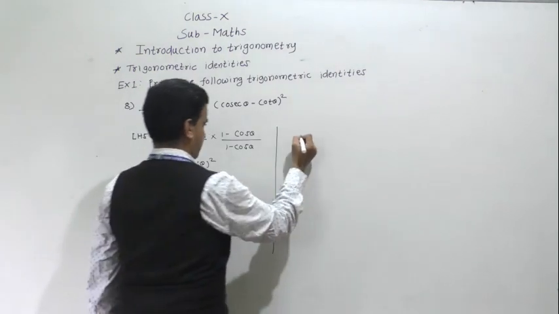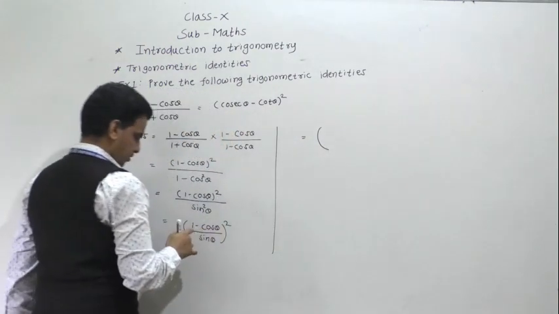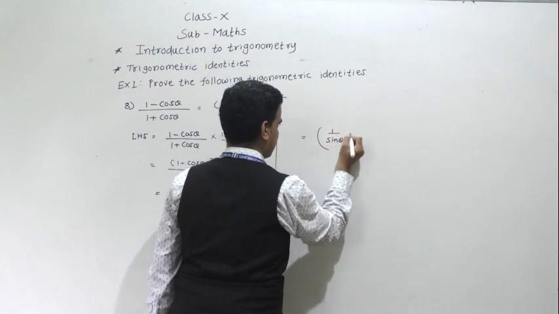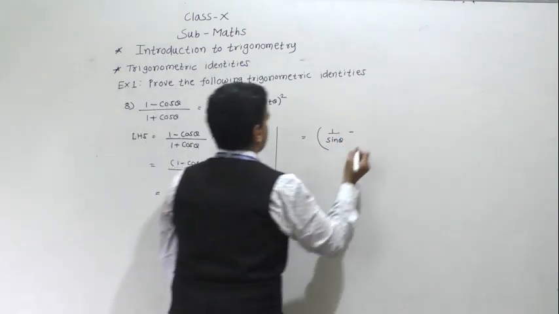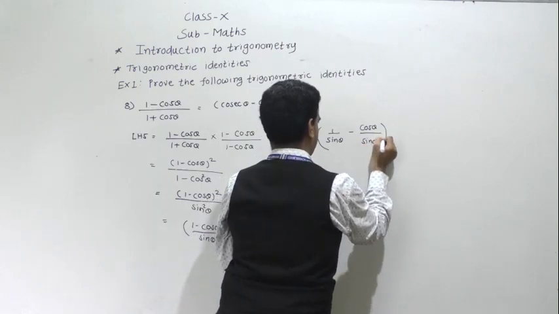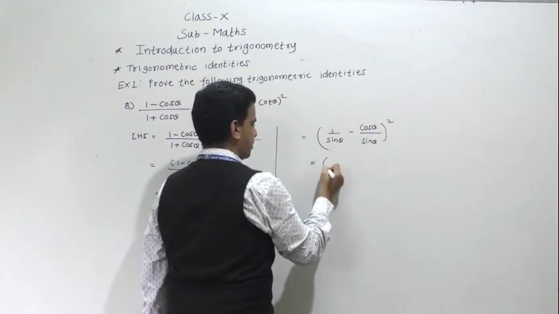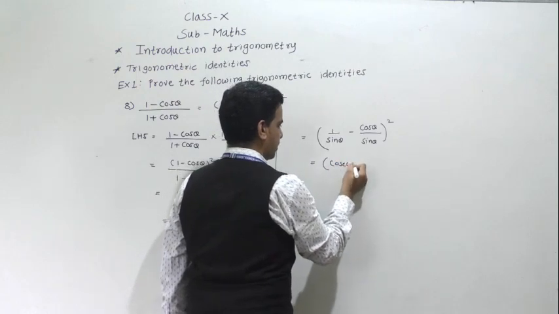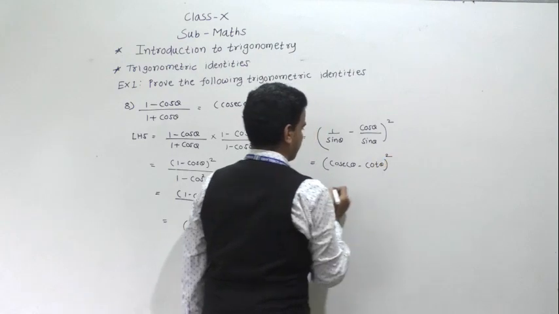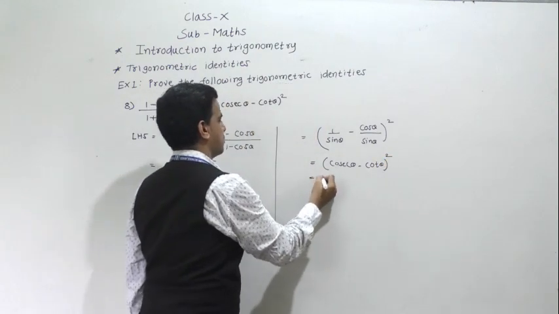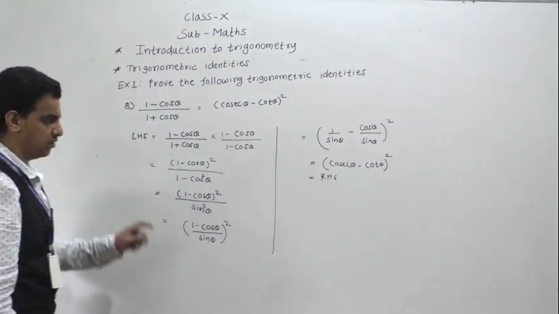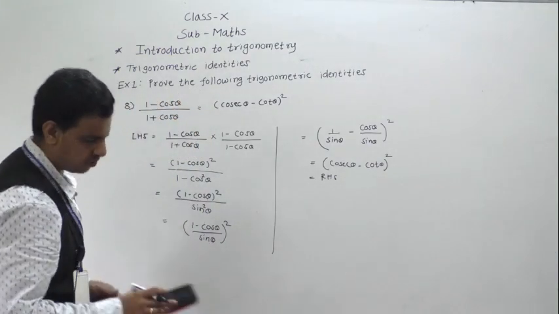So here, if we separate the denominator, that is 1 upon sin theta minus cos theta by sin theta, whole square. So 1 upon sin theta is cosec theta, minus cos theta by sin theta, cot theta, whole square. So this is the RHS, (cosec theta minus cot theta) whole square. Now we'll take the next one.